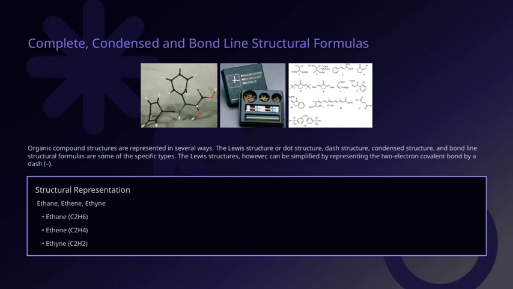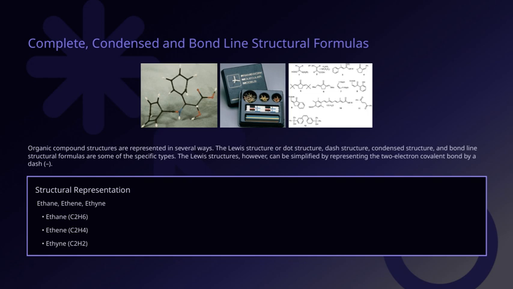Let's take a closer look at some common hydrocarbons. Ethine, also known as acetylene with the formula C2H2, ethene or ethylene with the formula C2H4, and ethane with the formula C2H6. These are fundamental compounds in organic chemistry, and understanding their structures is key. When we talk about representing these structures, there are several methods.